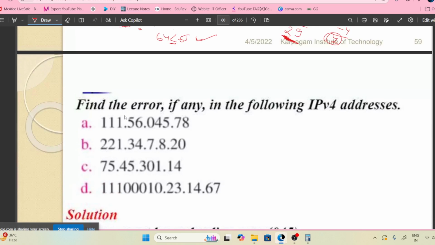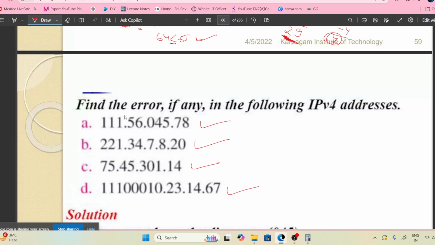Now next question. Find the error, if any, in which of the following IP addresses. Now you need to check, is there any error in any IP address here? If yes, then let me know. In options A, B, C, D, is option A right or wrong? Anyone? Now we are having the next option, B. Is it also right or wrong? Option C, is it also right or wrong? Option D, is it also right or wrong?